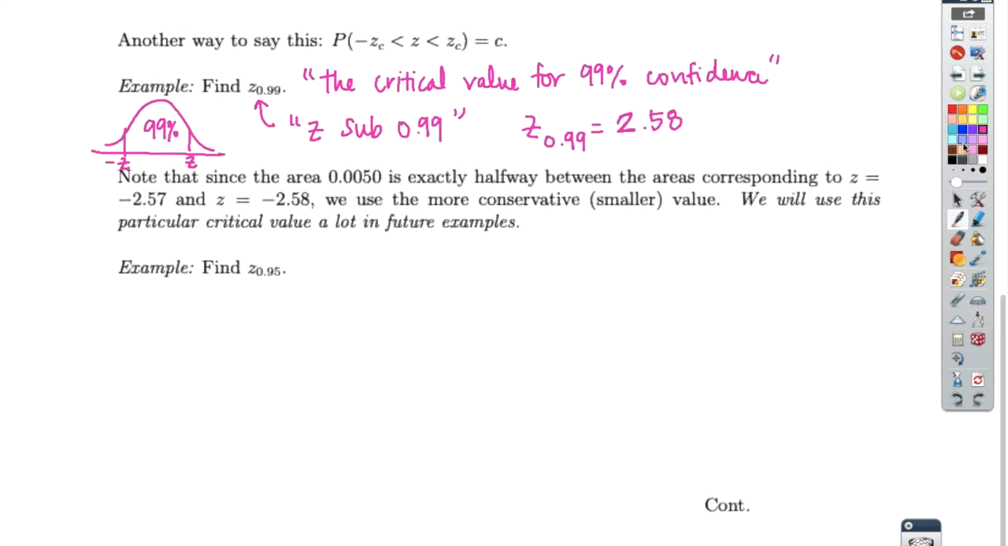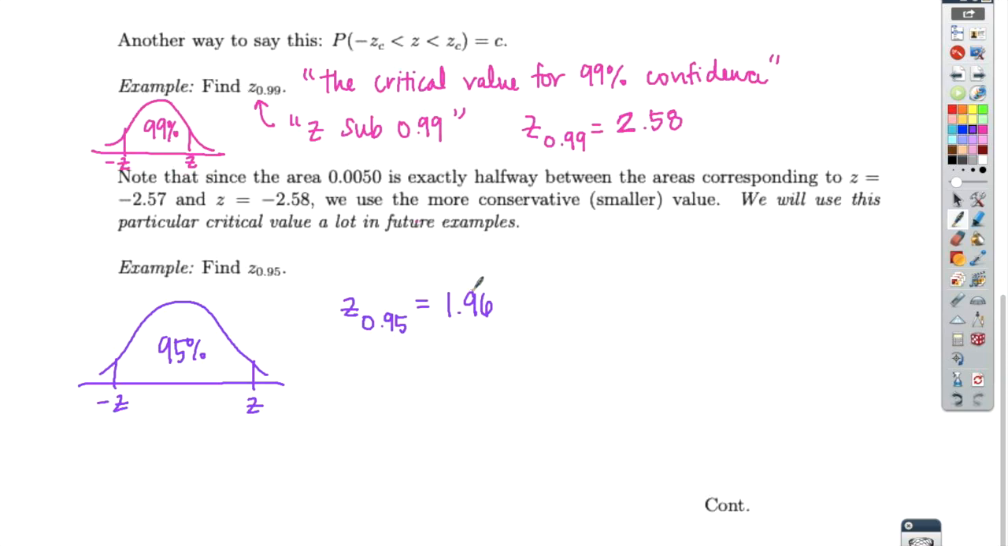Now, another kind of equally simple problem, because we already did it. Find the critical value for 95% confidence. So find that z-score where 95% of the area is between z and negative z. And we already did it. Z sub 0.95, this was warm-up problem number 2, is 1.96.